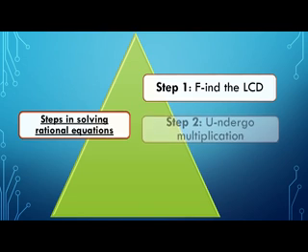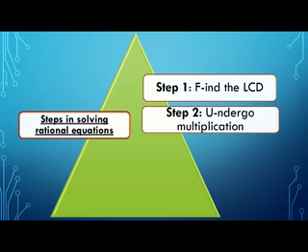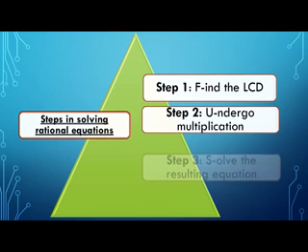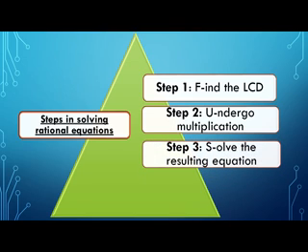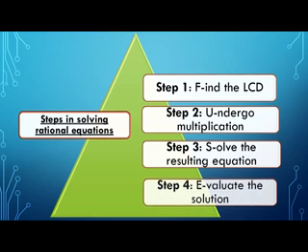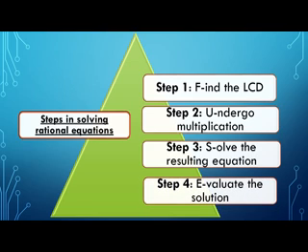Step 2, which is U, undergo multiplication on both sides of the equation by its LCD. Step 3, solve the resulting equation. And step 4, which is E, evaluate the solution if it satisfies the equation or not. In order to know how to apply these steps, let's have an illustrative example.